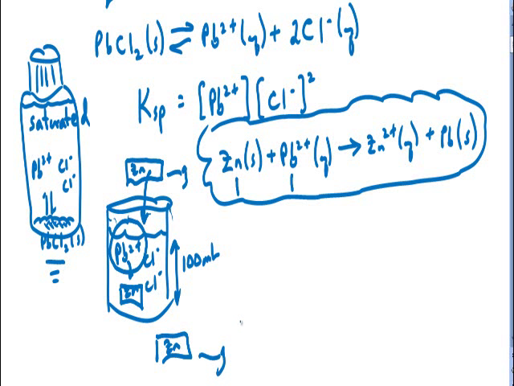reweigh the zinc strip, and the mass of the zinc strip will have gone down because some of the elemental zinc will have turned into ionic zinc. Meanwhile, all of the lead ions will have turned into solid lead, elemental lead.